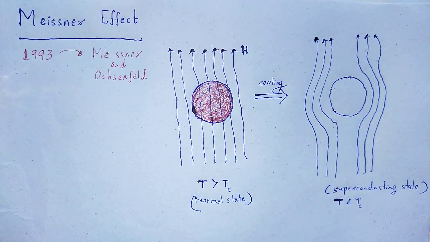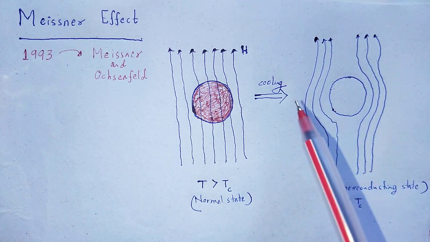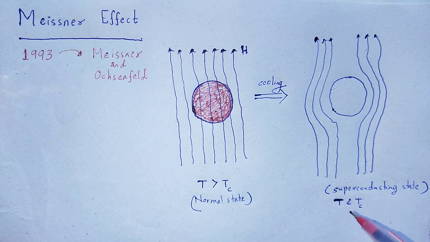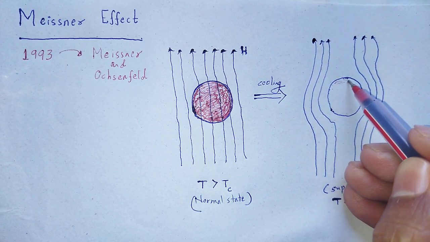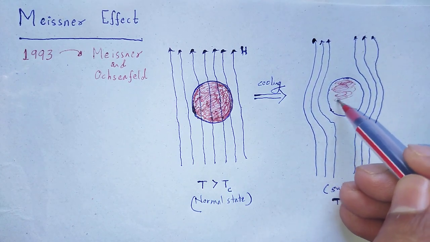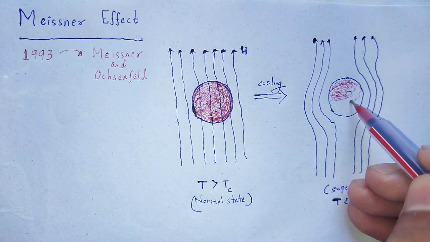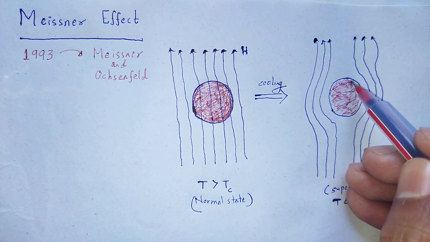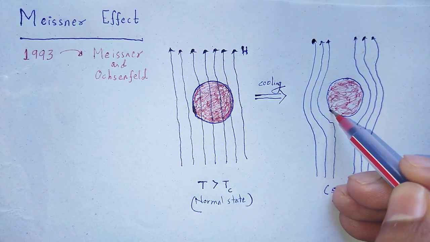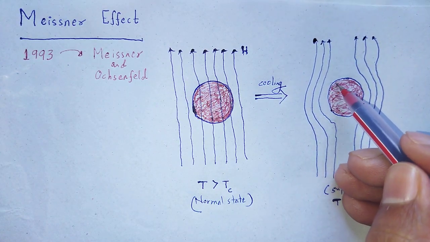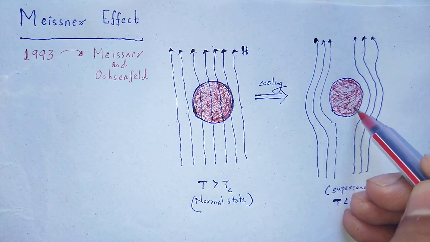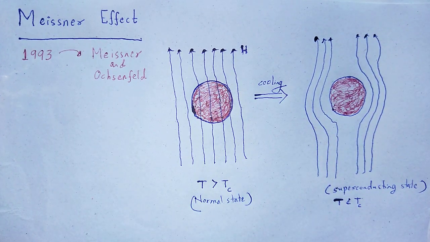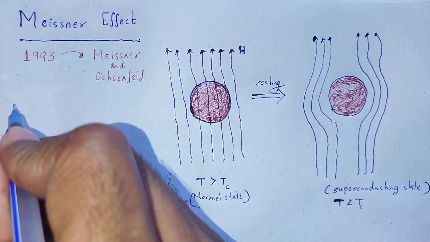At that superconducting state, when we cooled that particular material below its critical temperature, we observe that the applied external magnetic lines are expelled from the superconducting material, and that observation is our Meissner effect. We write what the Meissner effect is.